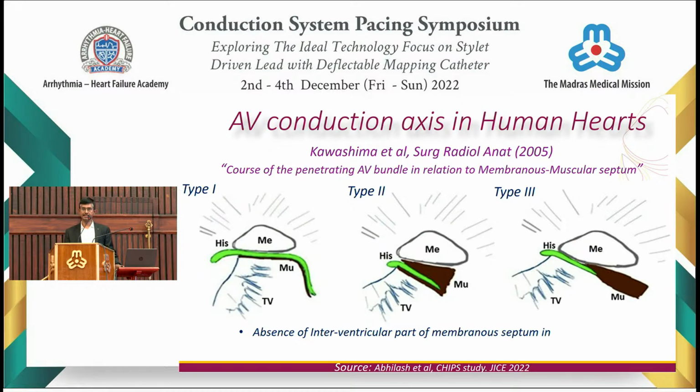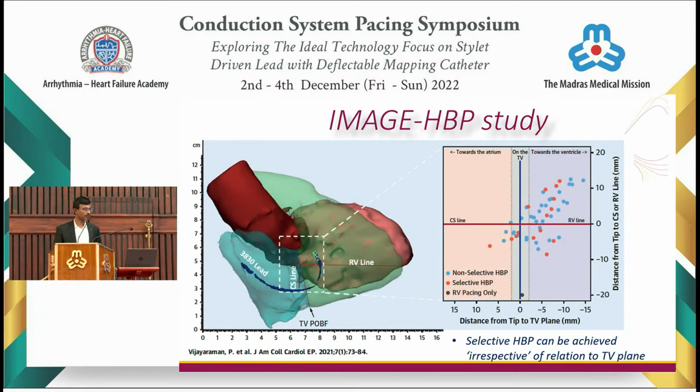So keeping in mind this anatomy, let's look into the two studies which explored the cardiac topographic imaging options and the insights that we got from these studies. The imaging His bundle pacing study from Dr. Vijayaraman's group, which talked about 51 patients with His bundle pacing.